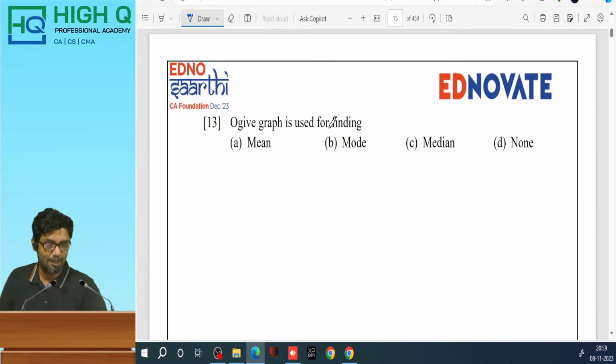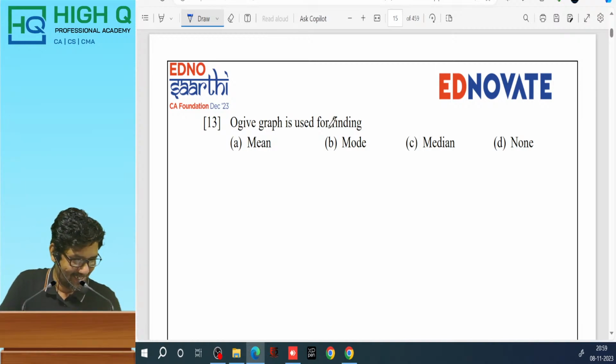Let's see who can give the answer. Ogive graph is used for finding what? Yes. Very good. Median.